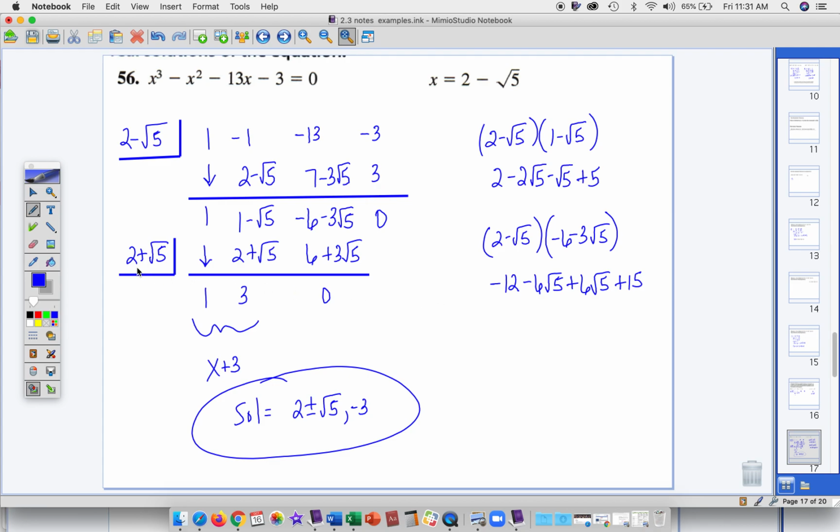Then I divided by 2 plus root 5. This division was a lot easier, right? Because I'm just distributing the 1. The root 5s cancel out. I just have a 3. I distribute the 3. And again, I get remainder 0, which is good. That leaves me with this, which is that linear factor I was talking about, which is x plus 3. So we were asked to list the solutions. So here they are. 2 plus or minus root 5 and negative 3.